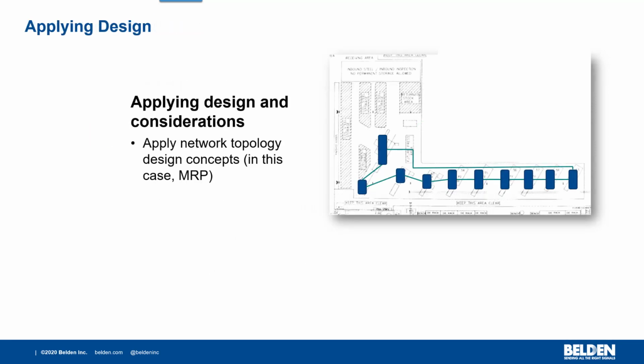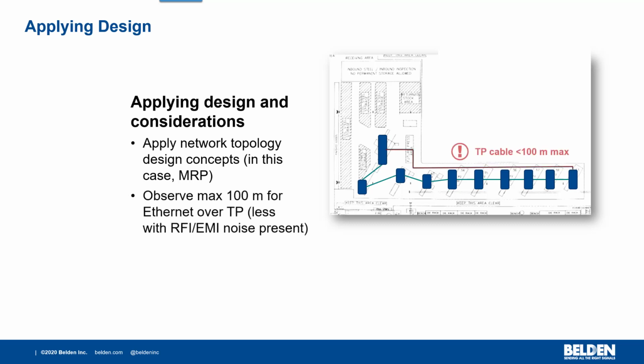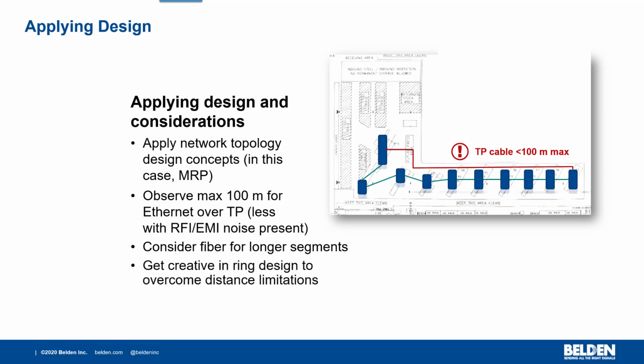So taking what we have learned, we can apply MRP to our production line, creating a ring and making note of twisted pairs maximum 100 meters. If we go beyond that, or even if we're close and there's electrical noise, it might be best to have that long segment be fiber. Or you can get rather creative with the links and the way that you build your ring.